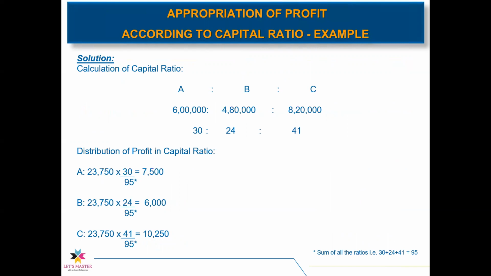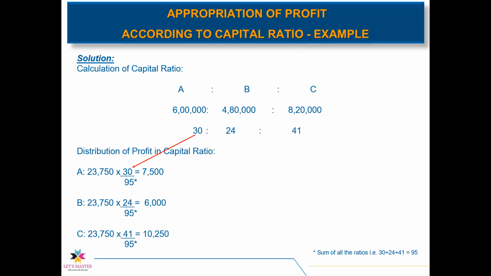Now, what we have done is we have calculated the ratio of effective capital employed, which comes out to be 30:24:41. Now, if we do a sum of 30 plus 24 plus 41, that comes out to 95. And then we have distributed 23,750 in the ratio of their capital employed.